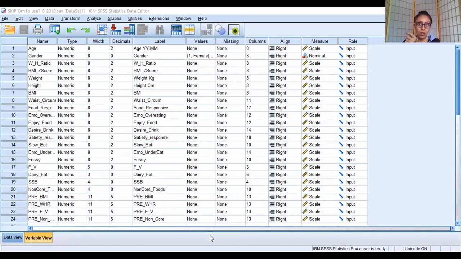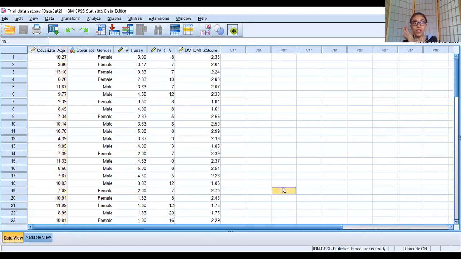I shared my original file with you, which has a lot of variables. I don't want to scare you with that file. This is what is available on your Canvas.